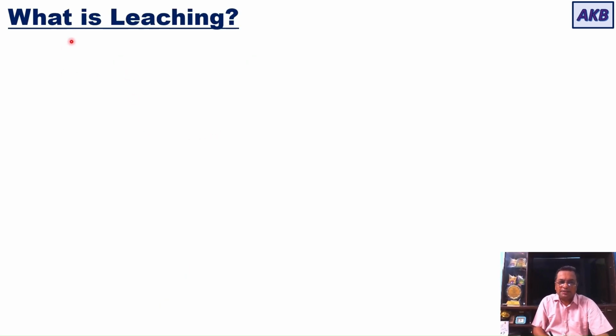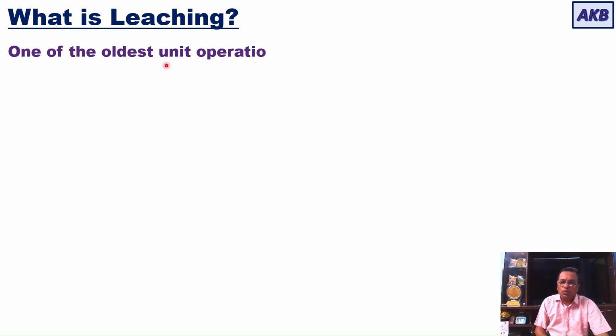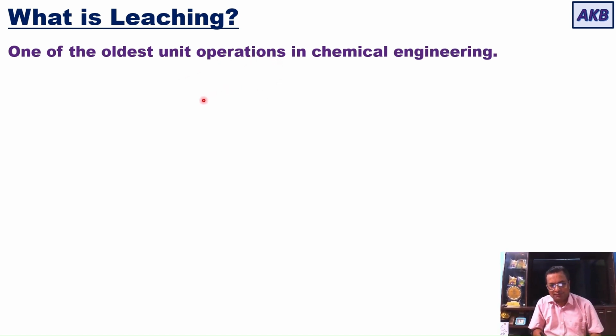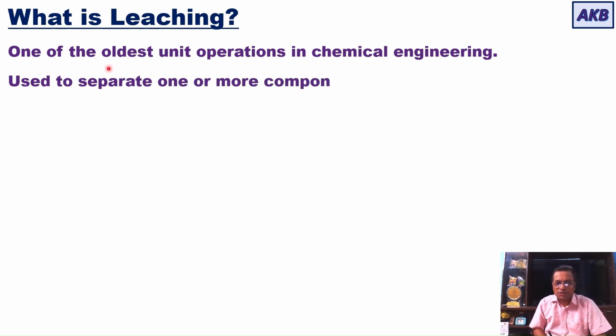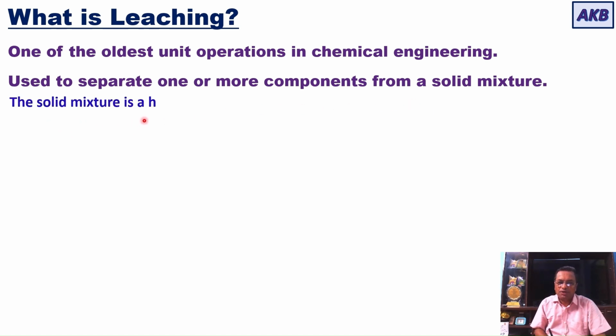To begin with, let us get an answer to this question. What is leaching? Leaching is one of the oldest unit operations in chemical engineering, used in chemical industries. This unit operation is used to separate one or more components from a solid mixture. In this case, the solid mixture is a homogeneous solid mixture, because if it is a heterogeneous solid mixture, simple mechanical separation can be used to separate the components.